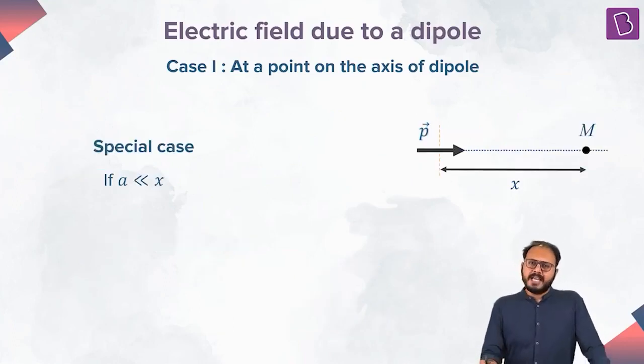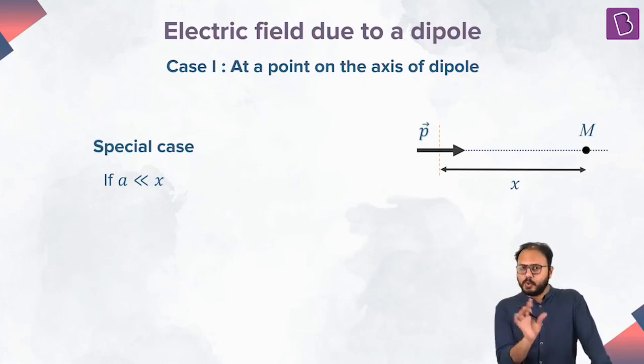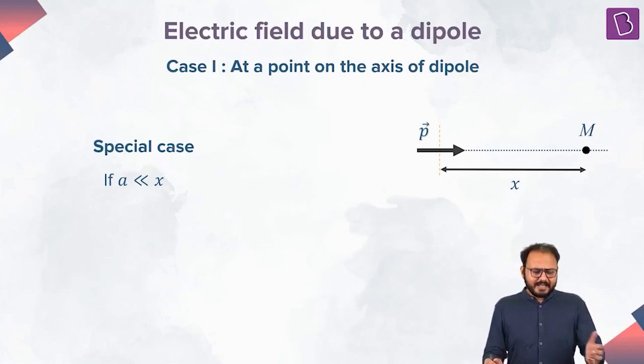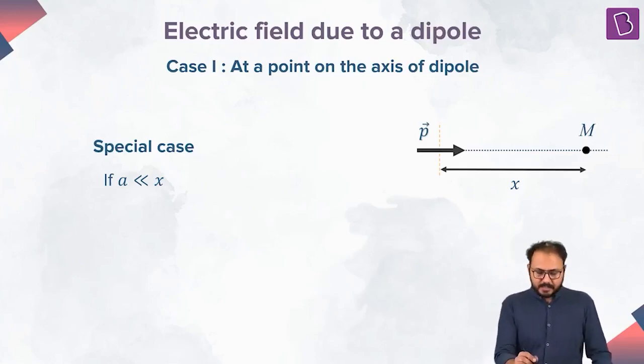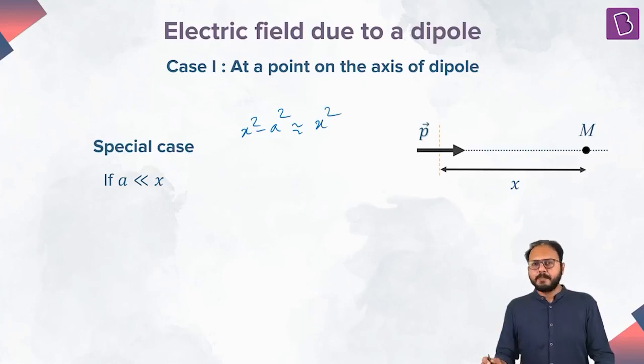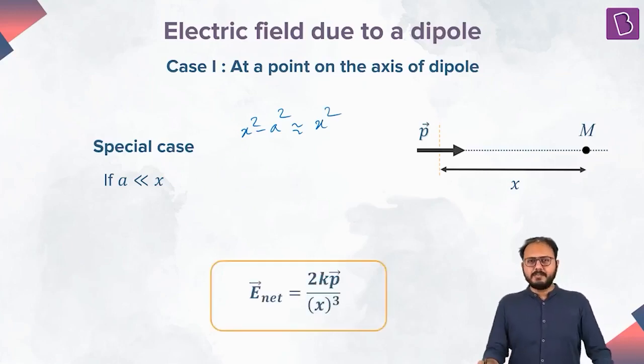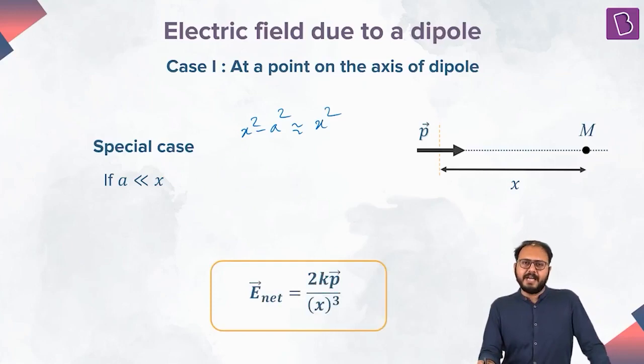Let's go ahead. Take a special case. What if this a value, what was a value? a was half of the distance. 2a was the total distance. What if it's much less as compared to x? This is a special case, but not so special because in the very definition, if you remember, I took a to be small. So if a is much less than x, what happens, guys? Your x square minus a square in the denominator approximately becomes what? Just x square. And your expression comes out to be 2kp by x cube.